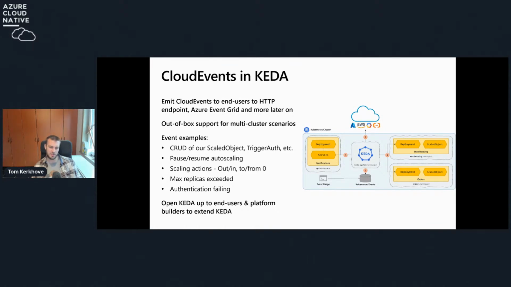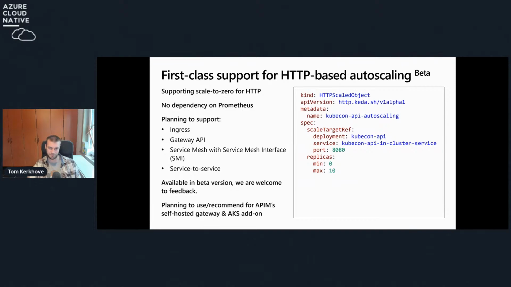Some ideas of the things we want to support are CRUD operations, pausing autoscaling, and scaling out and in from and to 0. But also, if your authentication is failing, today you have to wait until it blows up. Maybe you're using our Prometheus metric or you check the logs, but in this case, you'll be able to actively subscribe to that event and create a ticket, for example, so that somebody can look into it. So we really want to open KEDA up to end users and platform builders to extend.